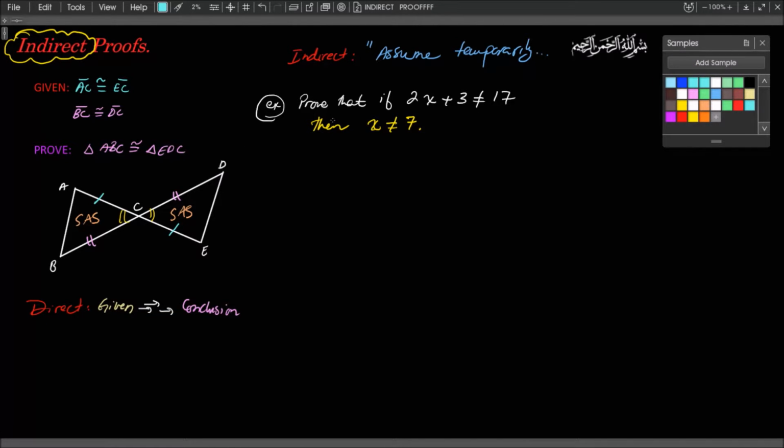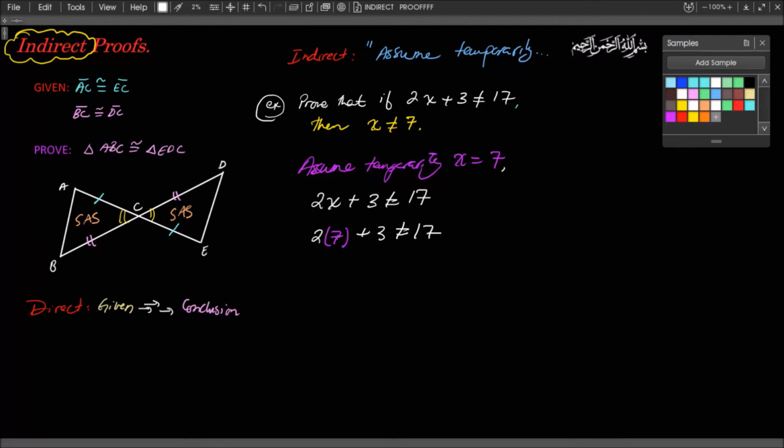The question says, prove that if 2x plus 3 does not equal 17, then x does not equal 7. If we were to do this using an indirect proof, the first thing that we would do is negate this statement right there. We would say, assume temporarily what? The opposite of the statement, that x equals 7. Now, we are told that 2x plus 3 cannot equal 17. Well, if x was 7, then you would have 2 times 7 plus 3 does not equal 17.